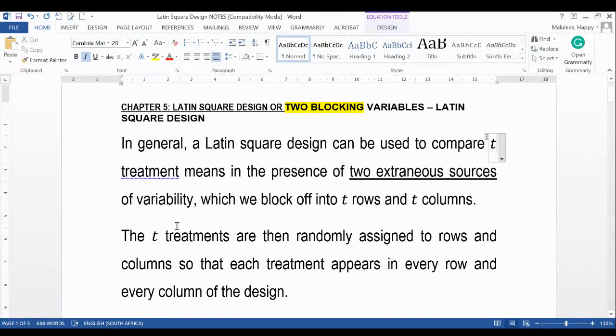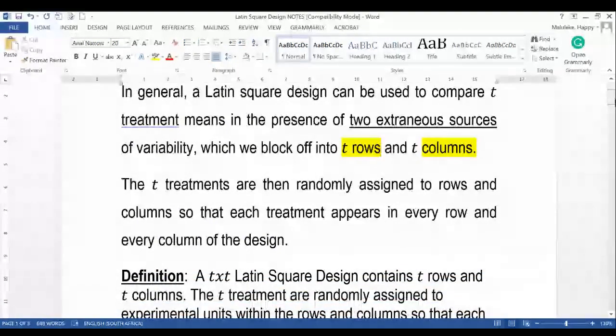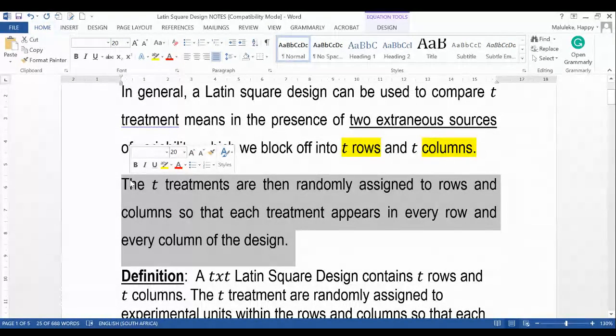So the blocks will be represented by what? The blocks will be represented by the rows, and the other block will be represented by the columns. Whatever is on your row is your block. Whatever is indicated from your column, again, is your block. The treatments will be represented by the letters.